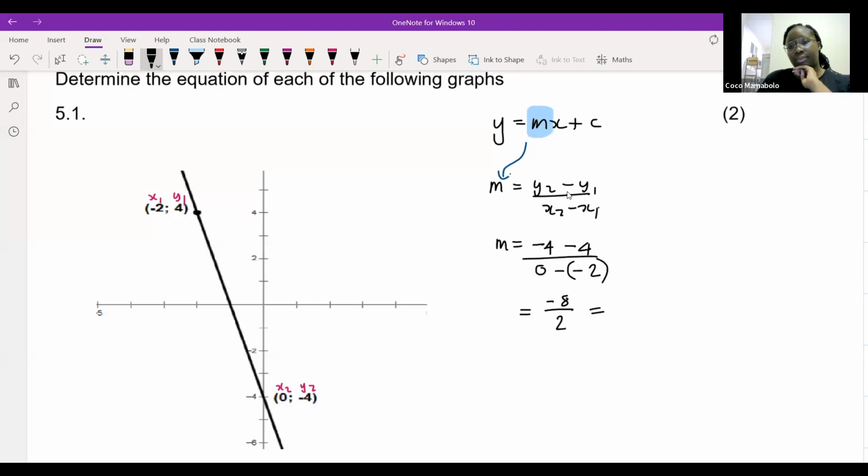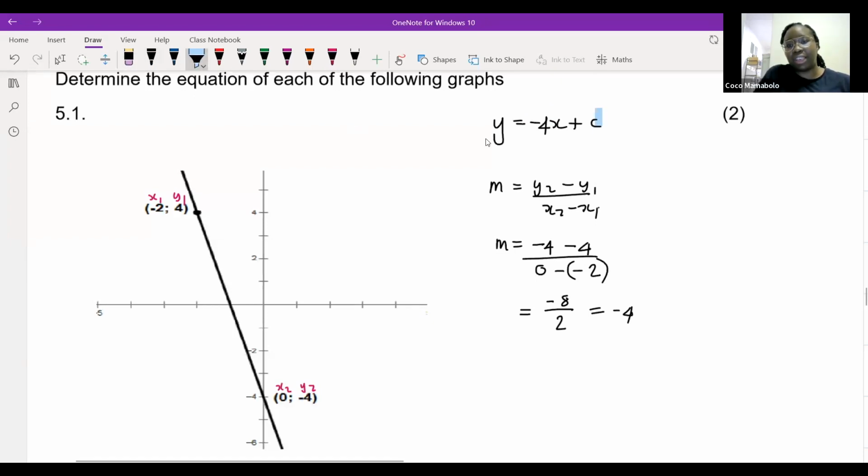-8 divided by 2. Punch it into your calculator. It's -4. Correct, -4. So we're going to go back to this equation over here and replace that m with -4. Right, okay, so we're going to put -4 over here.